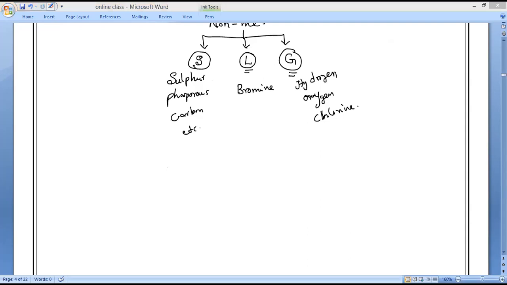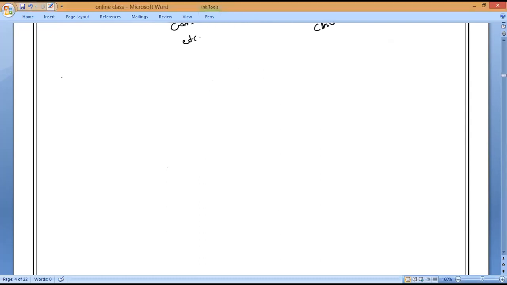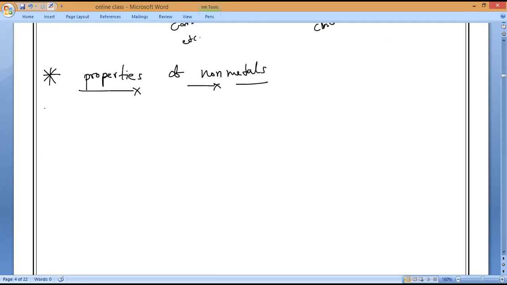Now we are going to study the properties of non-metals. Please all of you keep the heading, properties of non-metals. What is the first property? Non-metals are not malleable. So instead of malleable, what are they in nature?